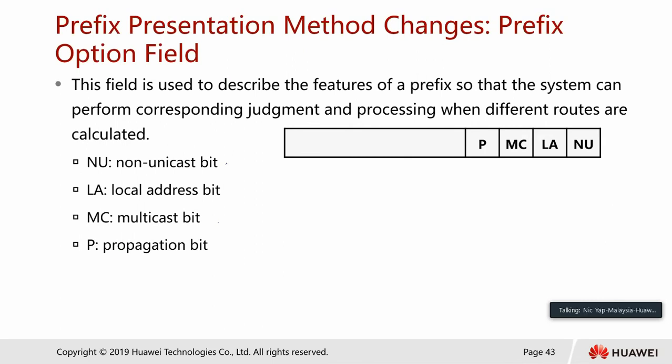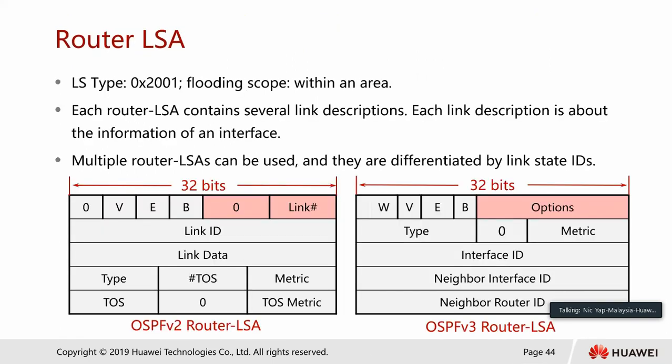All right, in detail, we go into one by one on the router LSA, network LSA, and so on. The first one we look into is the router LSA. The router LSA belongs to type 2001. It means that if we are in the area, and this is a router LSA, the flooding scope is within an area.